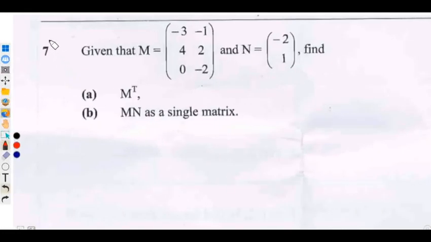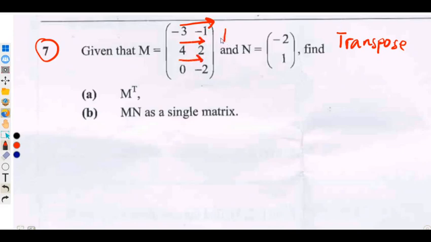Alright, so we've now come to our question 7. Given that matrix M is equal to this matrix and matrix N is equal to this matrix, find A, M T. So MT, T stands for transpose of a matrix. Transpose of a matrix is found by interchanging the rows to become the columns. So matrix M is this. These are the rows. The rows will become columns.